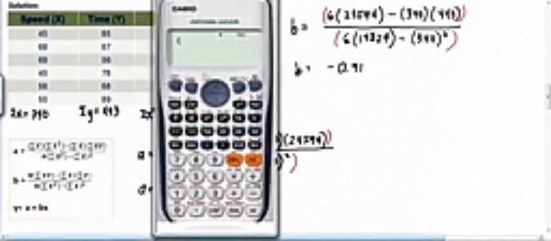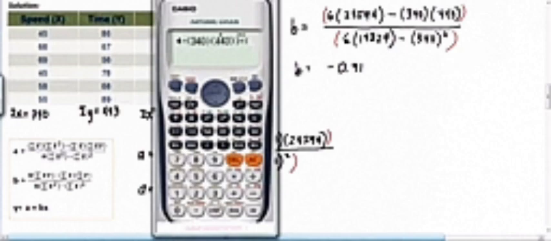So, magiging open 6, open 24,594, close parenthesis, minus, open parenthesis, 340, close, times 443, tapos dalawa. Ayun, no? Ito. Yan. So, as you can see, dalawa yung nandyan. So, I will put 2 parenthesis. And then, divide. So, divide.